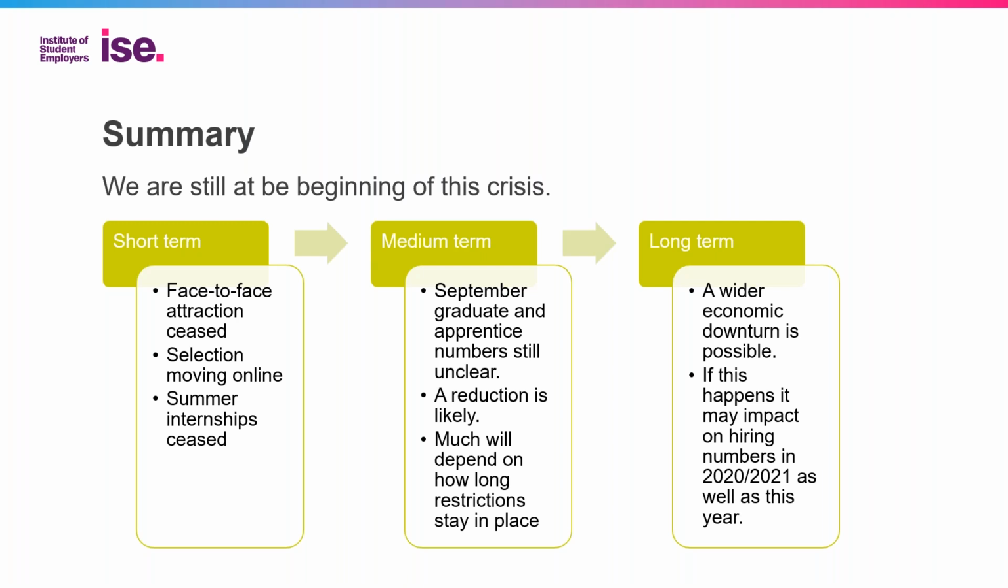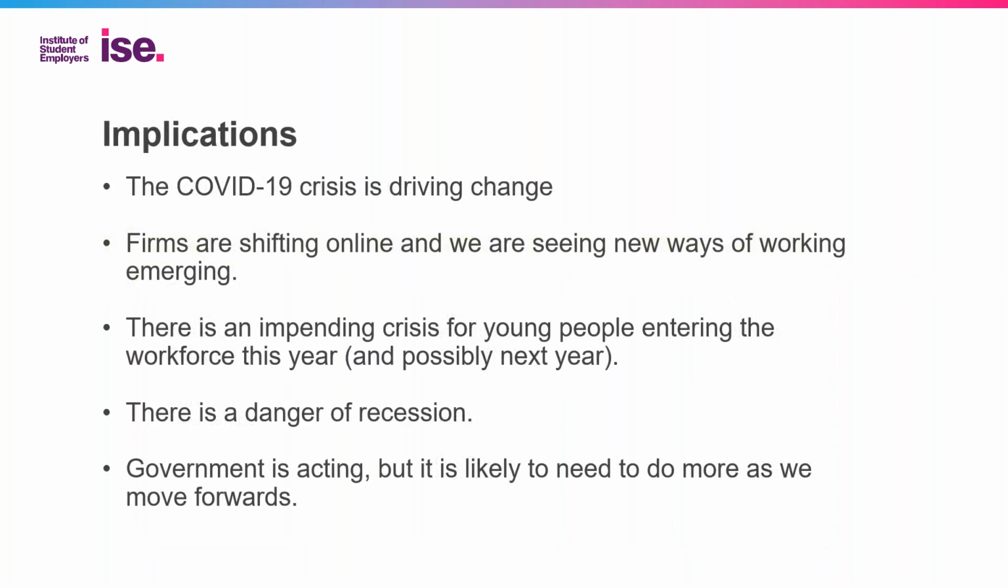So my summary in terms of where we are with COVID-19 is that we're still at the beginning of this crisis. We've seen face-to-face attraction cease. We've seen selection moving online. We've seen summer interns cease. In the medium term, the September graduate and apprentice numbers are still quite unclear. Reduction's quite likely, I think. Much will depend on how long restrictions stay in place. And in the longer term, I think a wider economic downturn is quite possible. And if this actually happens, it may impact on hiring numbers in 2020 and 21, as well as future years. So there are some reasons to be concerned.